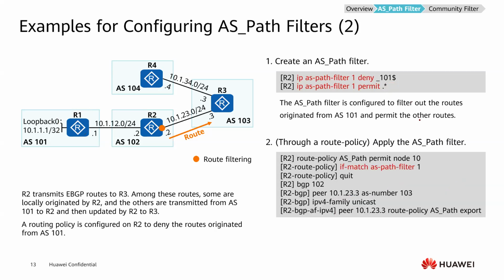And the second way to apply the AS-path filter is to use a route policy. First you also need to create the AS-path filter, and then you can use the route policy with if-match as-path. You specify the neighbor and apply the route policy in the export direction. That means it will not send the routes originating from R1.